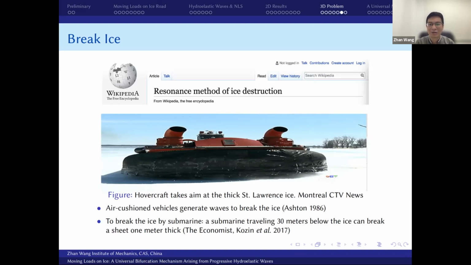That means you move a vehicle on the ice, or you travel beneath the ice using a submarine, and the moving speed is very close to the critical speed. Then you can quickly break the ice. That's because you concentrate energy at one point, in a fully localized regime, and you don't waste any energy. So it's a very good way to break the ice if you want.